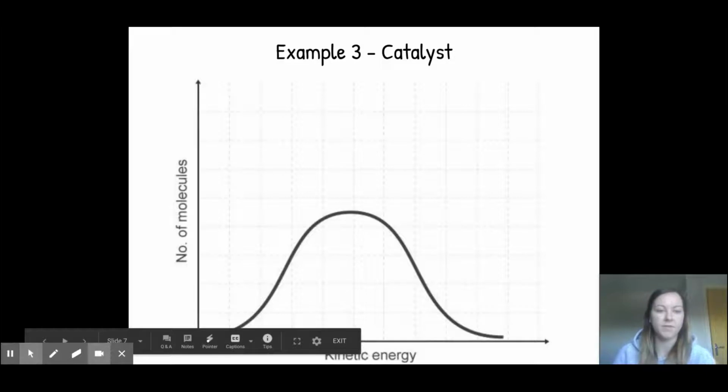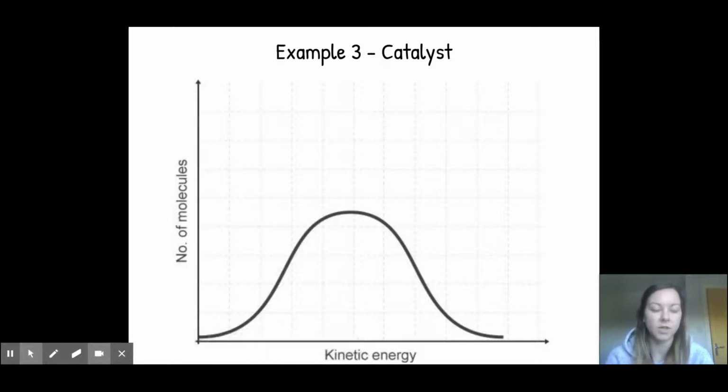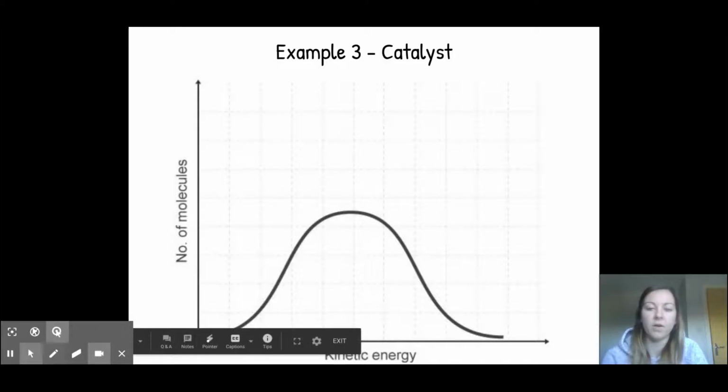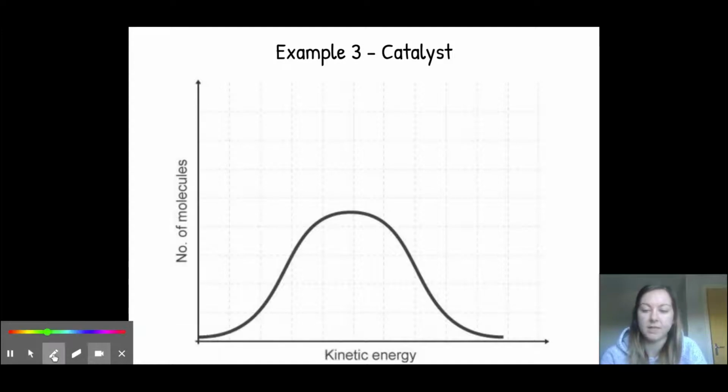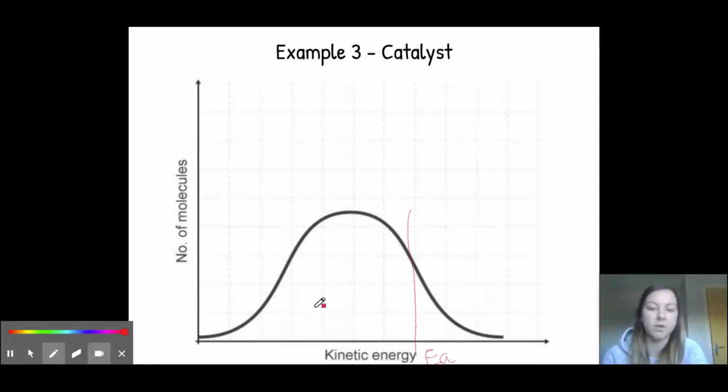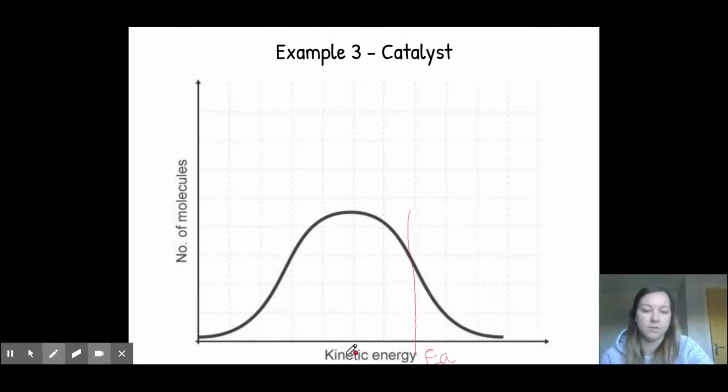The final example we have is the use of a catalyst. Now, the use of a catalyst is a little bit different. We again have number of molecules and kinetic energy, but this time we are going to make the activation energy sit here. And we usually label that with a little E and an A subscript A. So if our activation energy is here, then that means that, as always, this number of molecules here, the area under that graph, represents the molecules which have enough kinetic energy to successfully react or collide.